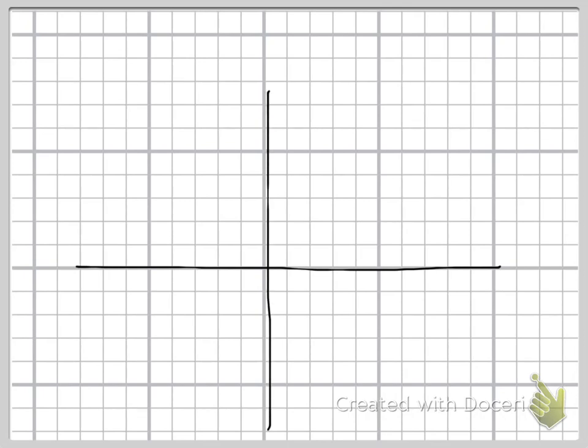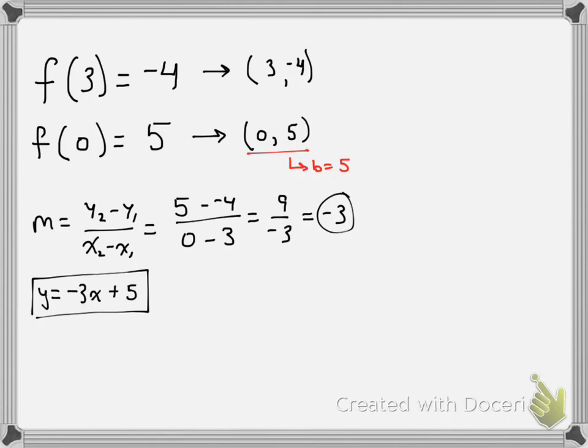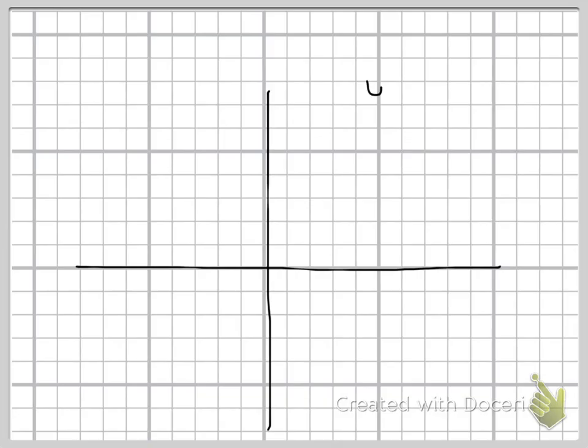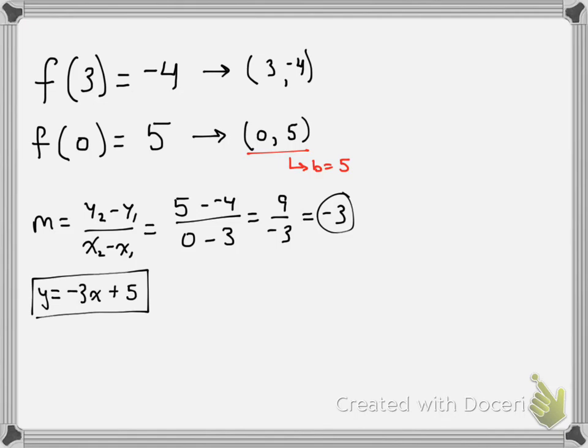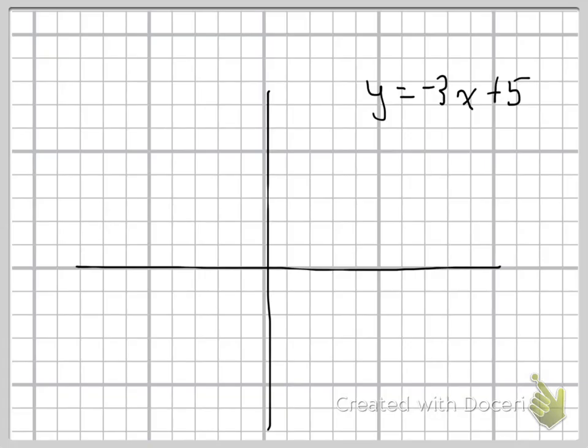If I take the equation that we just found, which was y equals negative 3x plus 5, and we have these two statements, f of 3 equals negative 4, and also we have f of 0 equals 5. Let's see how all these pieces come together in a coordinate plane. So what I'm going to do is graph the line, the equation that we just came up with, y equals negative 3x plus 5.